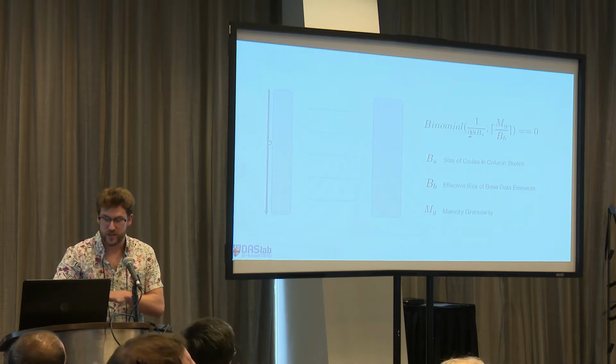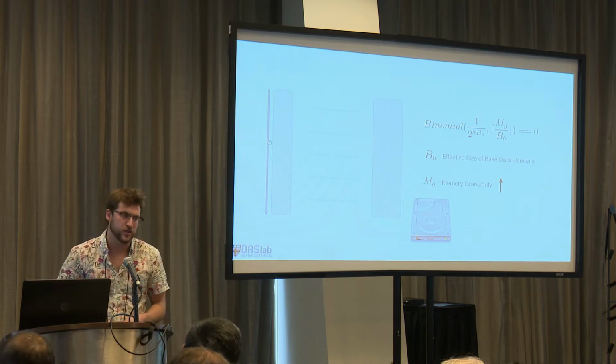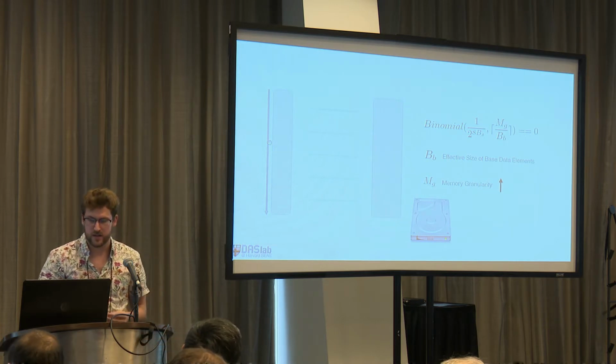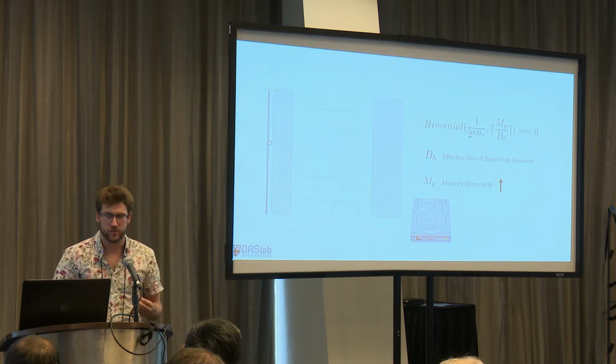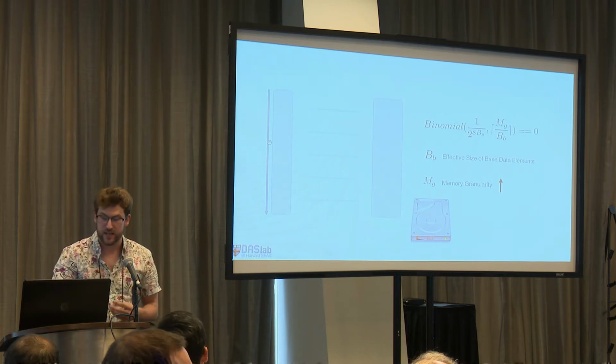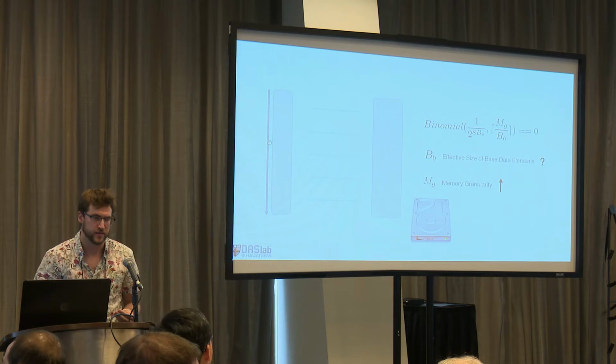So the next question I want to ask is what happens as we move to persistent storage, and so what happens as we move to flash or disk. So the first thing that's very clear is our memory granularities are going to get much larger. They're going to go from 64 to something in the thousands. So the second thing I want to ask is what happens to the effective size of base data elements.